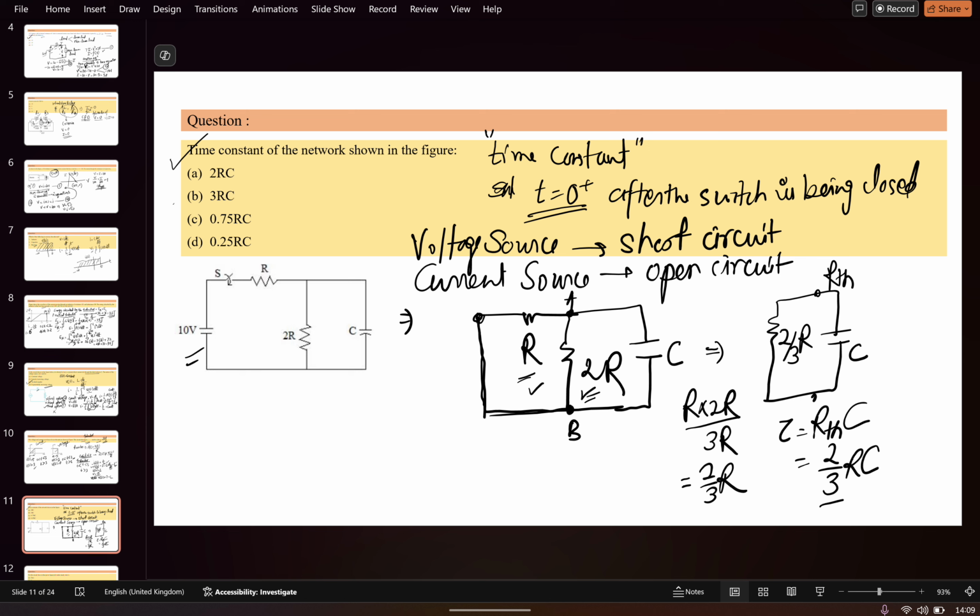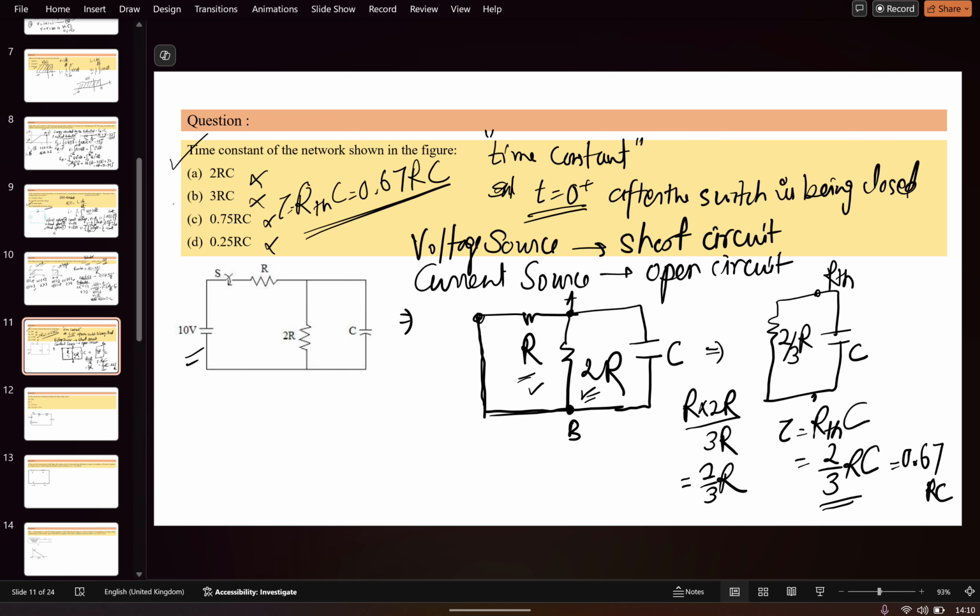So the time constant tau will come out to be 0.67 RC. So no option is correct actually. Tau is equal to RTH C, which is coming out to be 0.67 RC. So this is the correct solution for this question. Let me move to the next part.